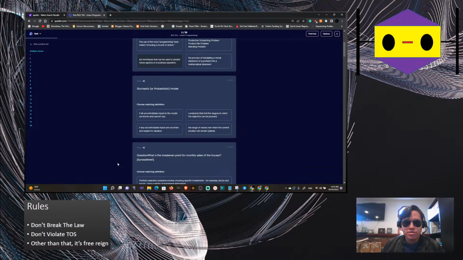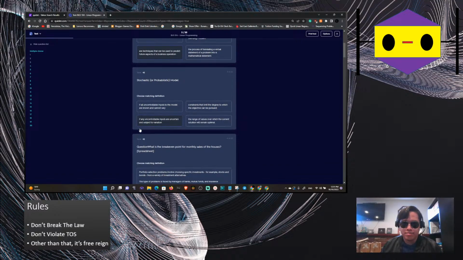Probabilistic model or stochastic model. That is if all uncontrollable inputs of the model are known and cannot vary. No. Constraints limit the degree to which. I'm going to go with C. If any uncontrollable inputs are uncertain and subject to variation. Yeah, it's about probability.